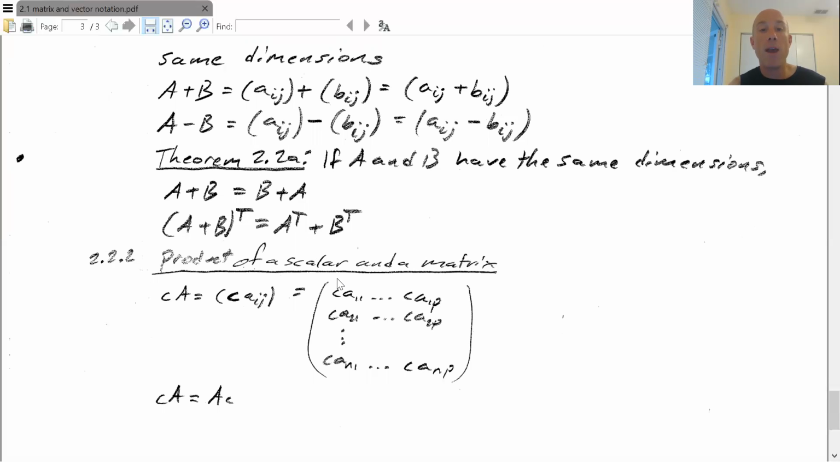Now, the product of a scalar and a matrix. If I take a scalar, remember a scalar is a regular number, and multiply it times a matrix, then I just take that number and multiply each entry individually. The first entry multiplied by the number, second entry multiplied by the number, third entry multiplied by the number. I just go all the way through, all the way across. And a scalar times A is equal to A times the same scalar because of the commutative property of real number multiplication.